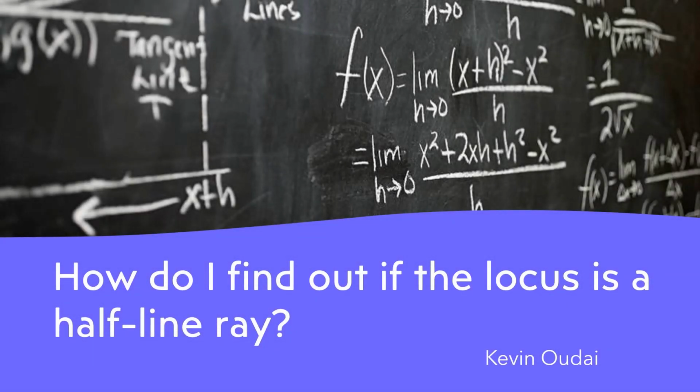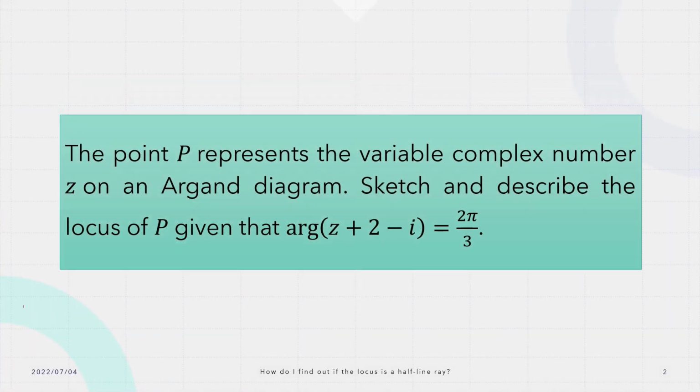How do I find out if the locus is a half-line ray? Consider the example. The point P represents the variable complex number z on an Argand diagram. Sketch and describe the locus of P given that the argument of z + 2 - i is equivalent to 2π/3.